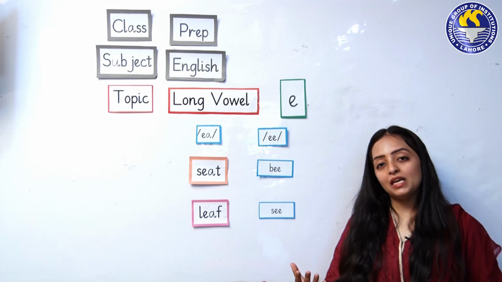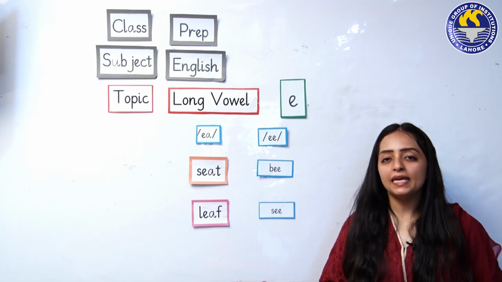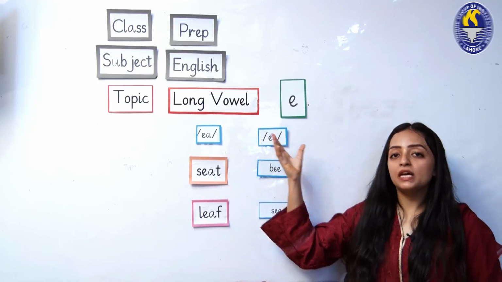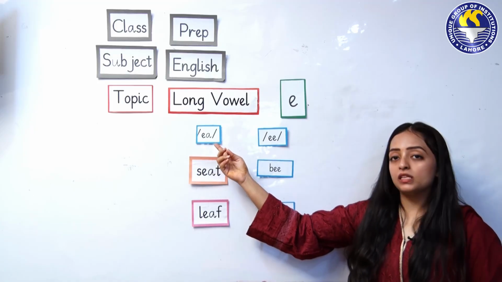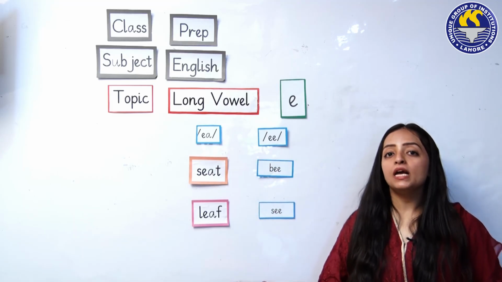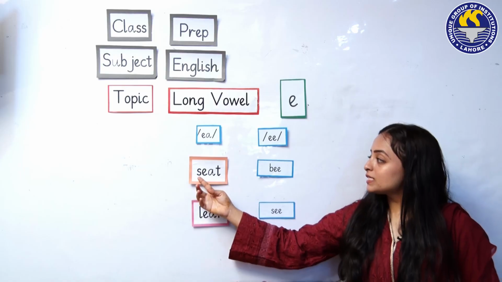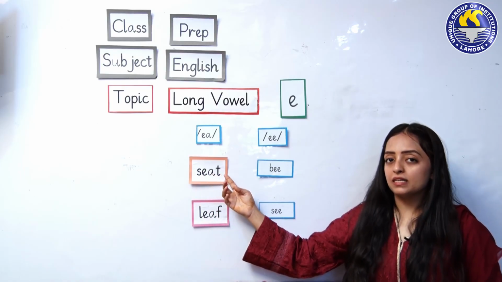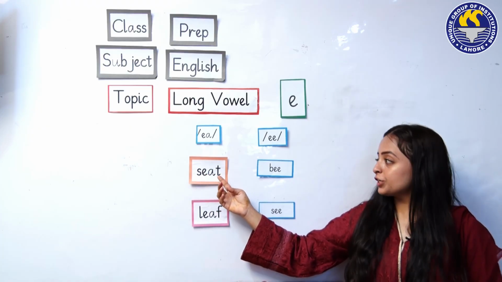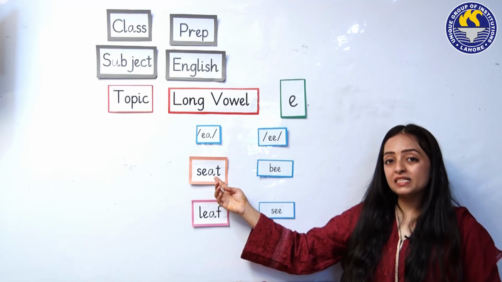So now in E, we are going to focus on the E sound. Now again, we have two groups in the long vowel E: E with A and E with E. Both give the same sound, E. Eat, seat. Here we don't have to utter the phonic sound for the letter A because it's coming in the second place.